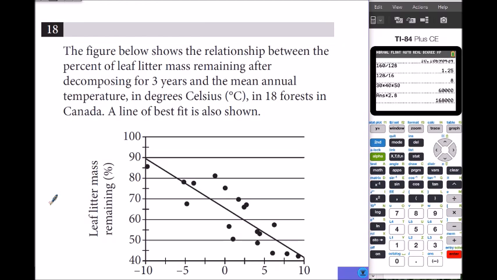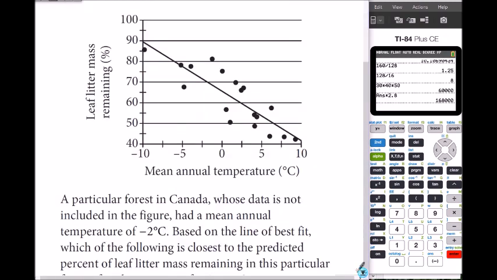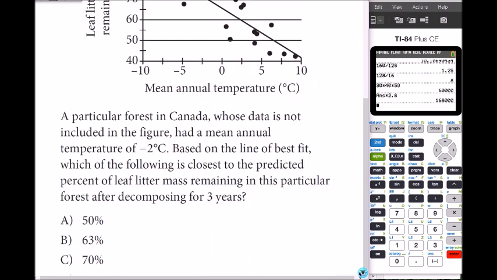So 18, the figure below shows the relationship between the percent of leaf litter mass remaining after decomposing for 3 years and the mean annual temperature, the average temperature, in degrees Celsius in 18 forests in Canada. A line of best fit is shown above. Okay. Sometimes you don't even have to read what these are for, but sometimes you need to, but most of the time you don't really have to understand the full context. So let's see. Maybe for this one, maybe you do.